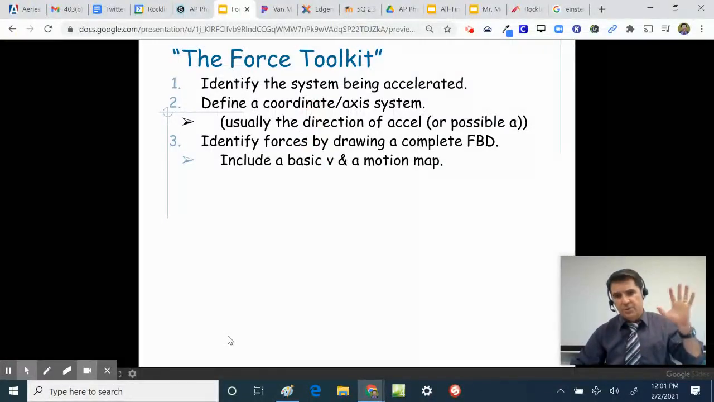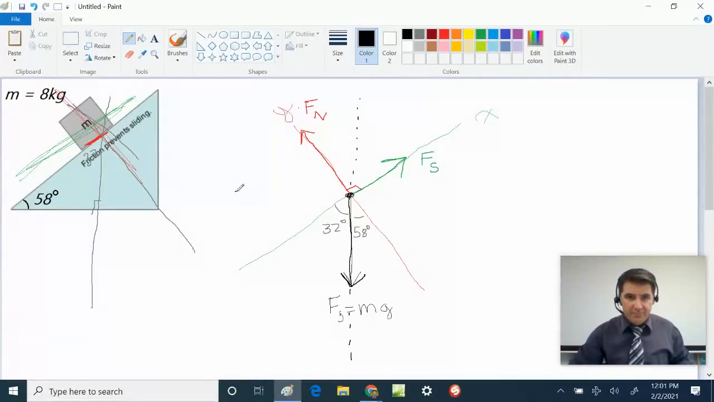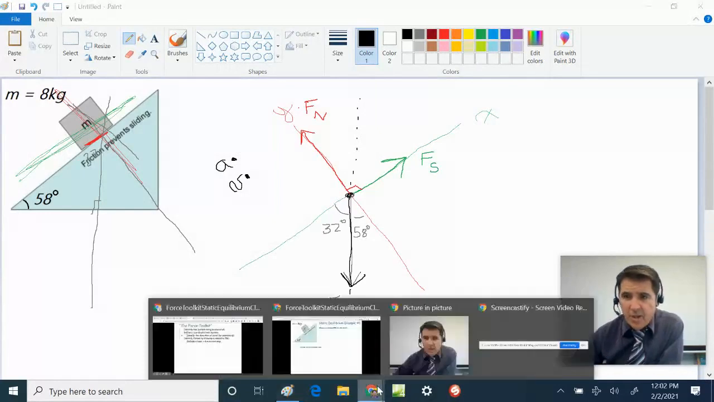Okay, let's do some housekeeping for a second here. So the velocity is 0. It's not moving. And the acceleration is also 0. It's not moving. That's pretty important for establishing how we're going to proceed with Newton's laws.